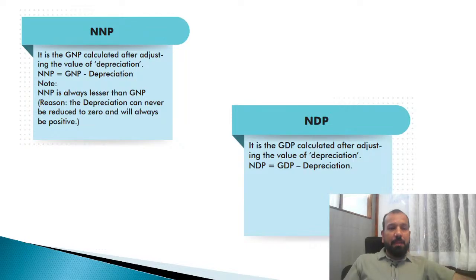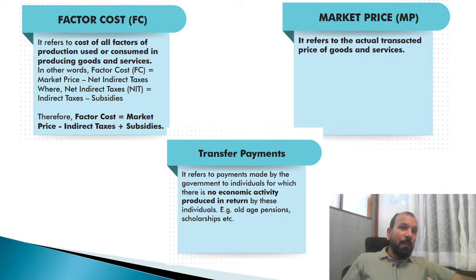Then the NNP is very basic, just minus the depreciation. It is the GNP calculated after adjusting for the value of depreciation. NNP is equal to GNP minus depreciation. Whenever we deduct the depreciation from the GNP, that is called NNP. Then the NDP, net domestic product, is the same thing. We just need to subtract the depreciation from the GDP. It is called net domestic product. You have to understand GDP at factor cost and GDP at market price.